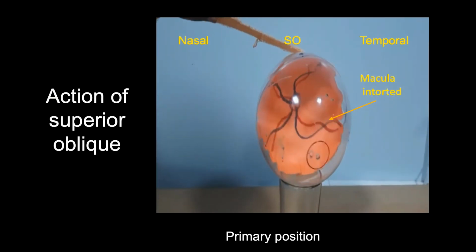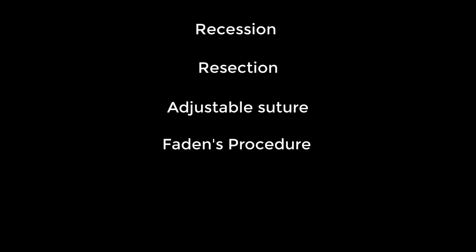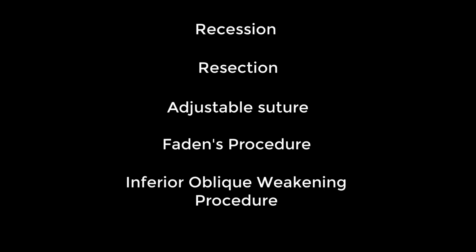For the superior oblique muscle, the primary action is intorsion, the secondary action is depression, and the tertiary action is abduction. Regarding the surgical concepts of strabismus, we have explained the procedures of recession, resection, adjustable suture, Faden's procedure, and inferior oblique weakening procedures.